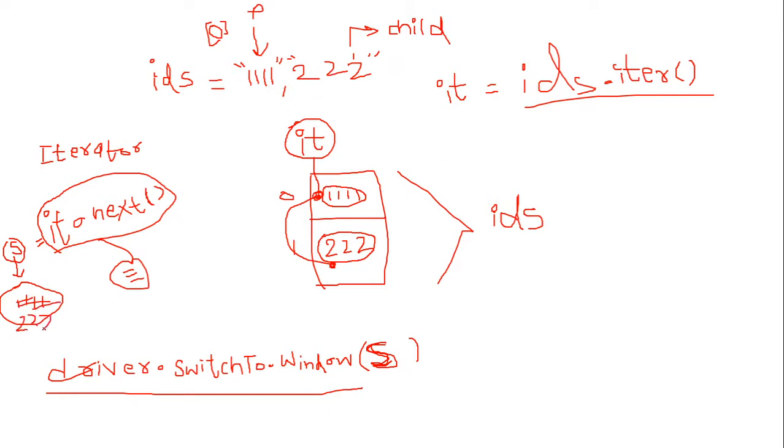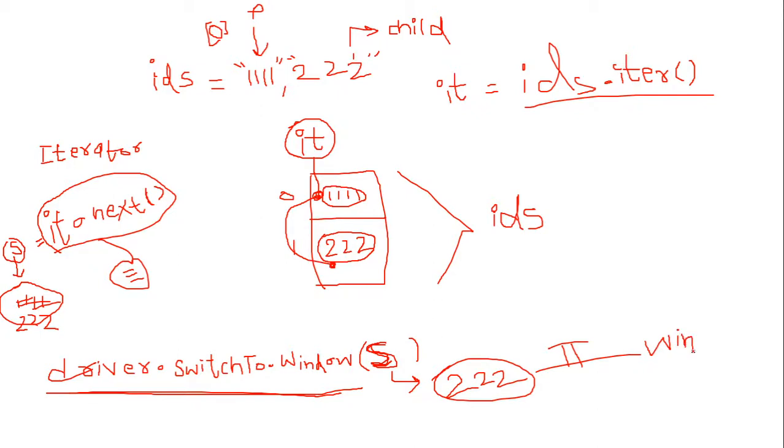If this time I pass s here, what is the s value? It is 2222, right? By writing this statement, this time the driver will switch to the second window. So this is the iterator concept. Let me first come to Eclipse, then I will show you.